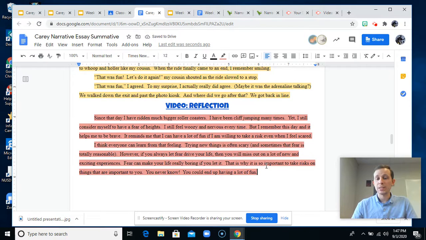All right. Once you have typed the whole thing and you've done your highlighting, you're done with lesson 1, and you're ready to move on to lesson 2.